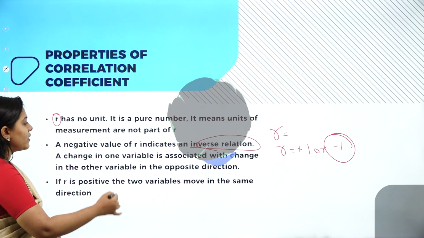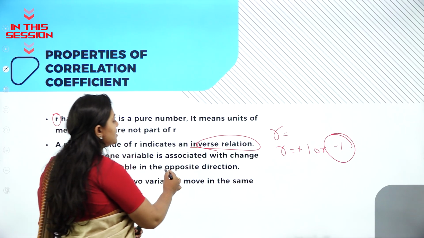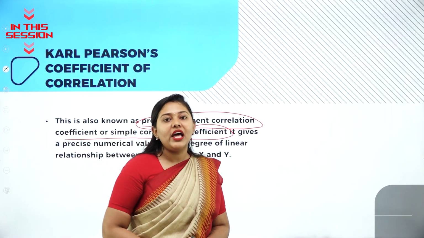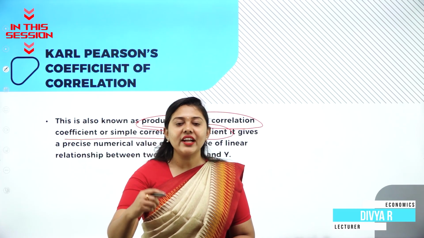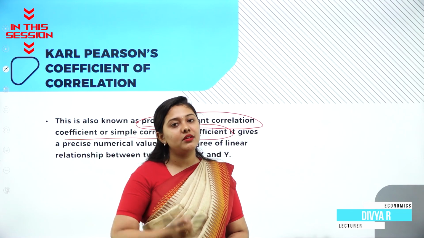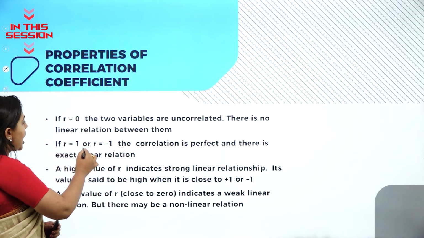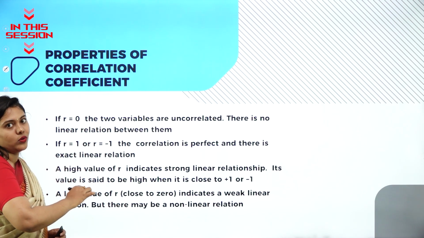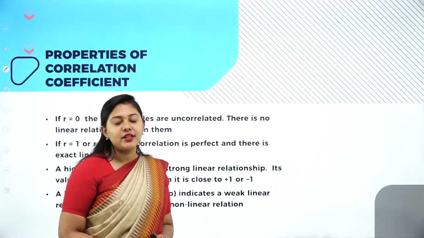A change in one variable is associated with a change in the other variable in the opposite direction. With a single value, you are able to understand the relationship. That kind of measuring technique of correlation is called Karl Pearson's coefficient of correlation. If R is equal to 0, then the two variables are uncorrelated.